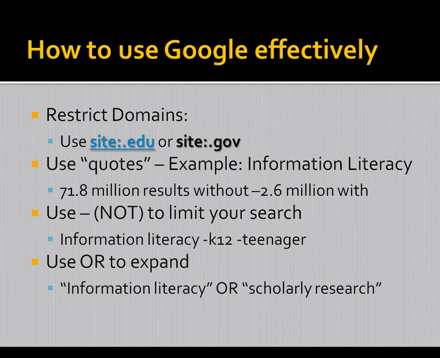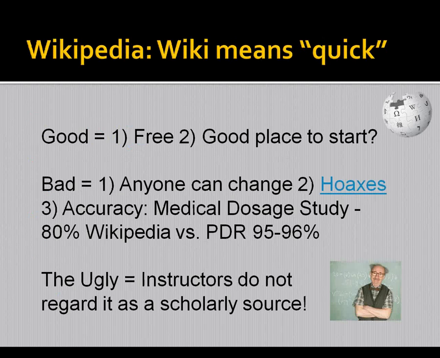Now, that's because it's just looking for those various terms, but if you use quotes, you can be more specific. If you want to exclude terms, you can use the minus sign with whatever those terms are, like not K through 12 or teenager. If you use the OR, that will expand your search. So if you want to include more than one term, you can do that as well. Those are just some things that you can use within Google to help be more effective.